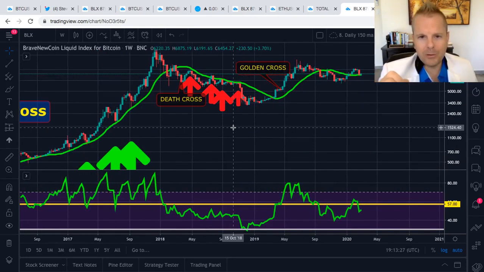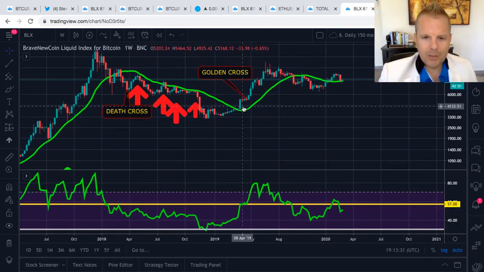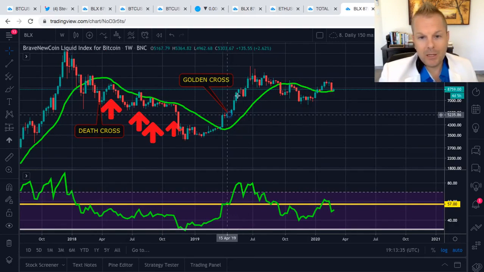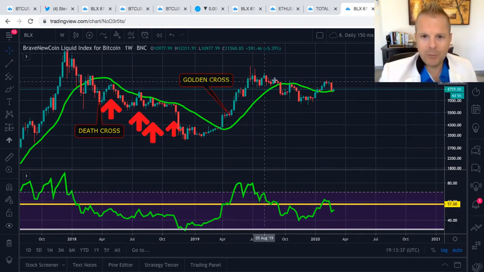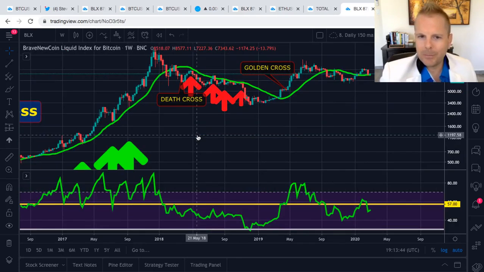this is so critical. When we break this trend line, this moving average, we see massive moves to the upside if we break it to the upside. And if we break it to the downside, we see pretty devastating moves to the downside. And this is for the history.